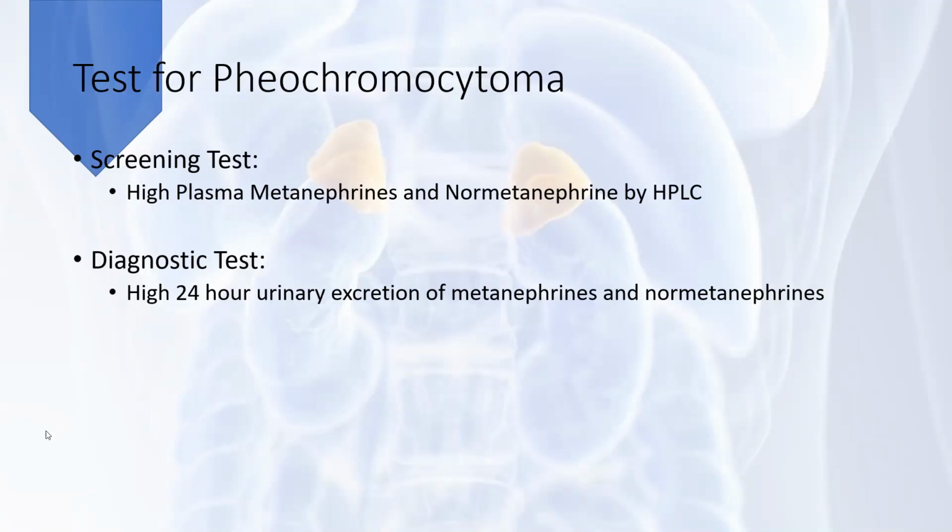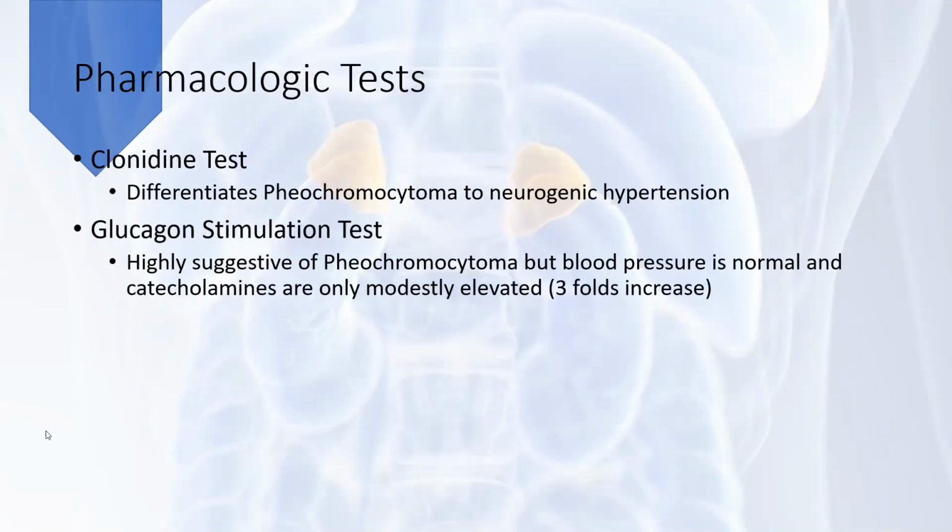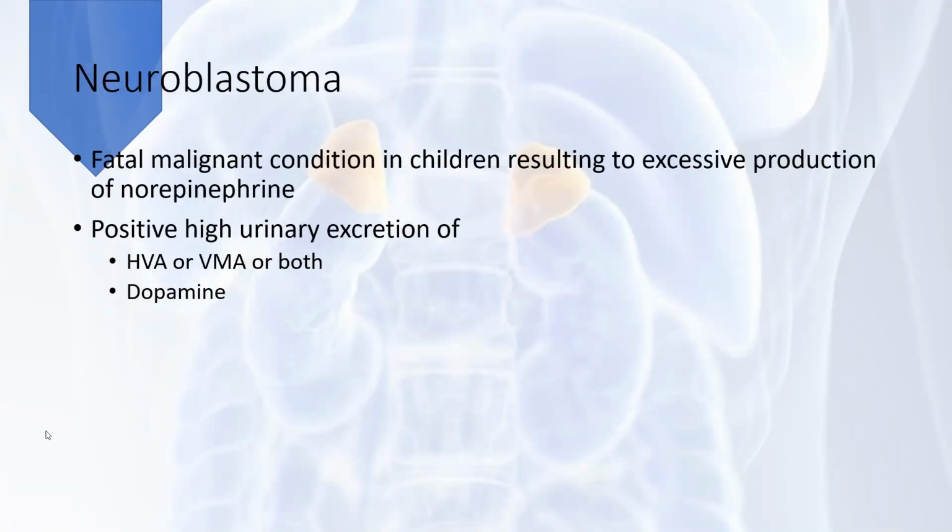Screening test is high plasma metanephrines and normetanephrines by high performance liquid chromatography. Clonidine test is a pharmacological test that differentiates pheochromocytoma from neurogenic hypertension. And glucagon stimulation test is a highly suggestive test for pheochromocytoma. Yan, binasa ko na lang. Yun lang naman kasi yan. And lastly, we have neuroblastoma, which is a fatal malignant condition in children resulting in excessive production of norepinephrine.